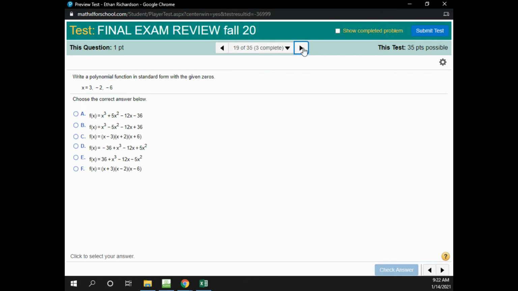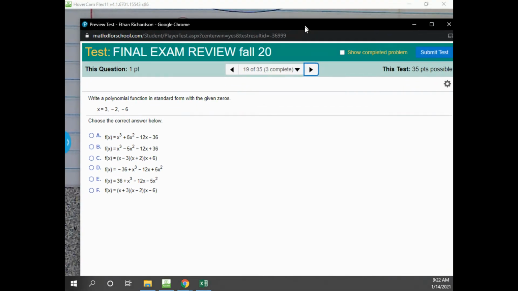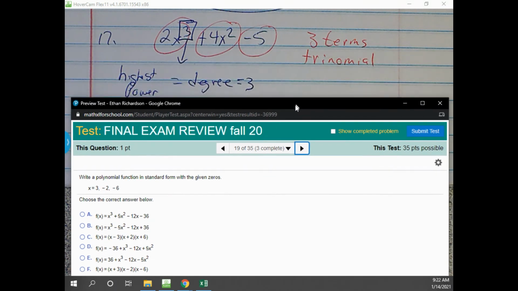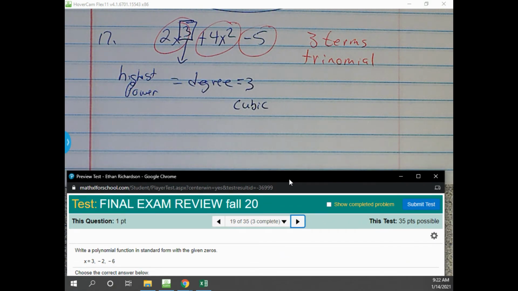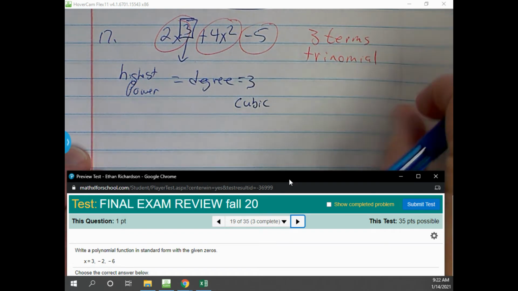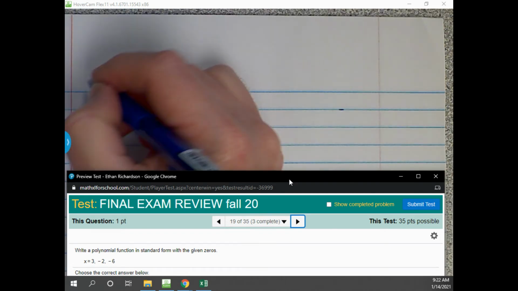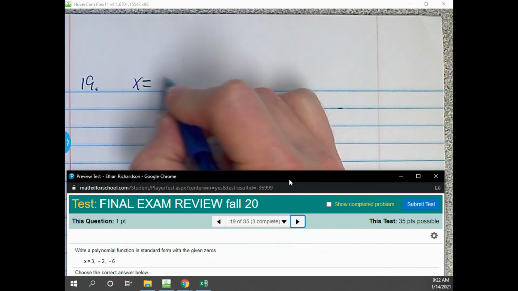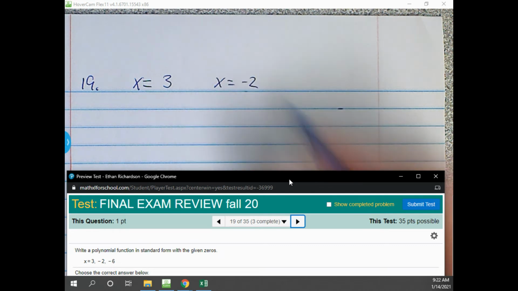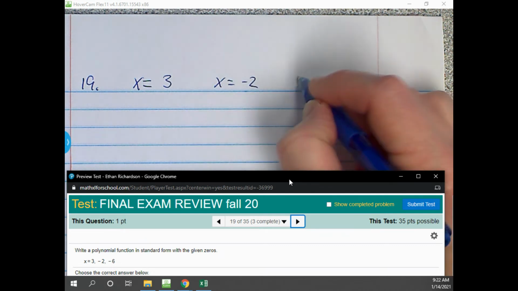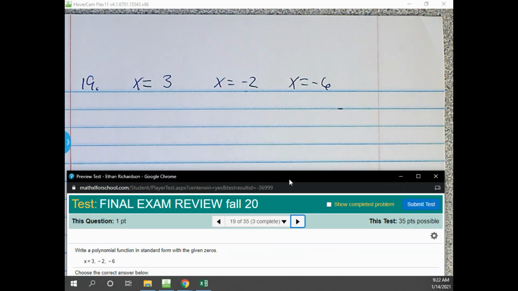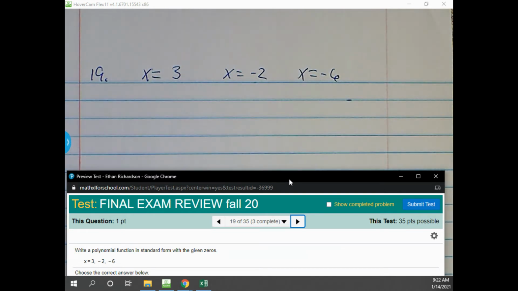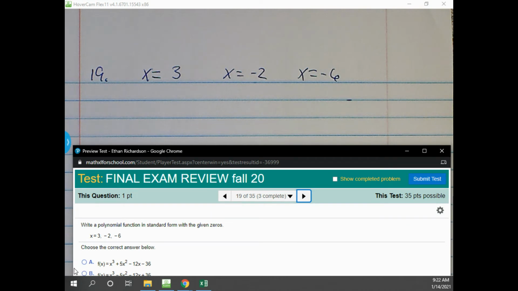Okay, 19. Write a polynomial in standard form with the given zeros. Okay, so first thing that we'll do on 19 is we'll start with the zeros that we have. We got x equals 3. We're going to write these out separately every time. x equals -2 and x equals -6. However many solutions they have, go ahead and write those things down so that you've got those 3 numbers. So we've got 3, -2, -6. So x is equal to each one of those.